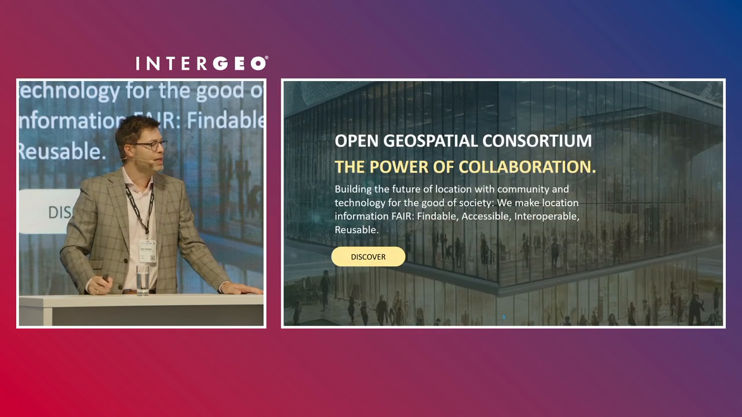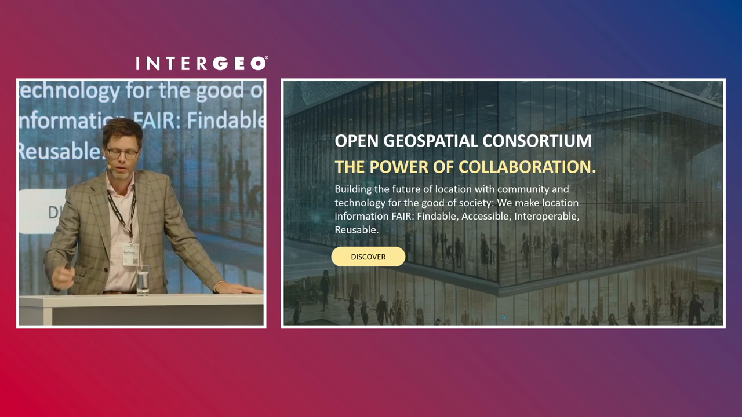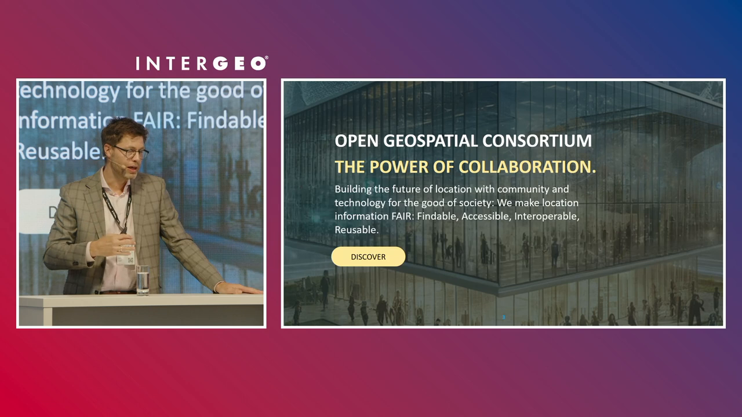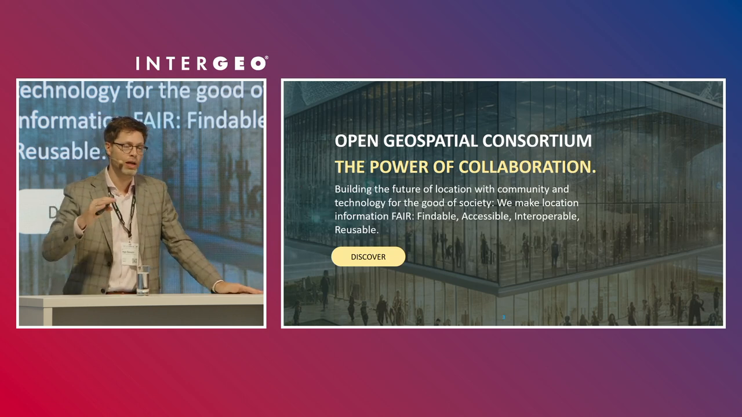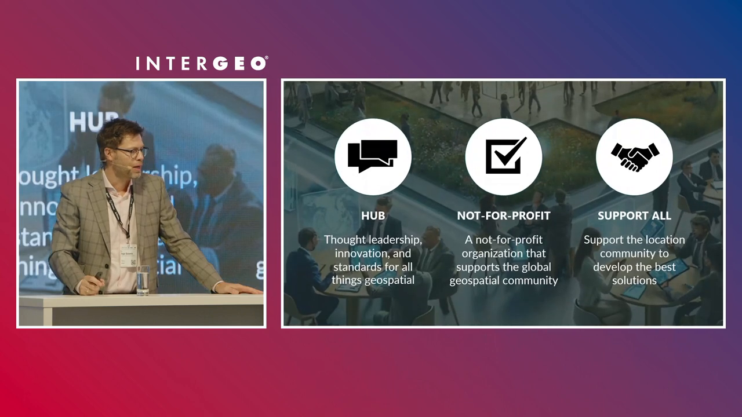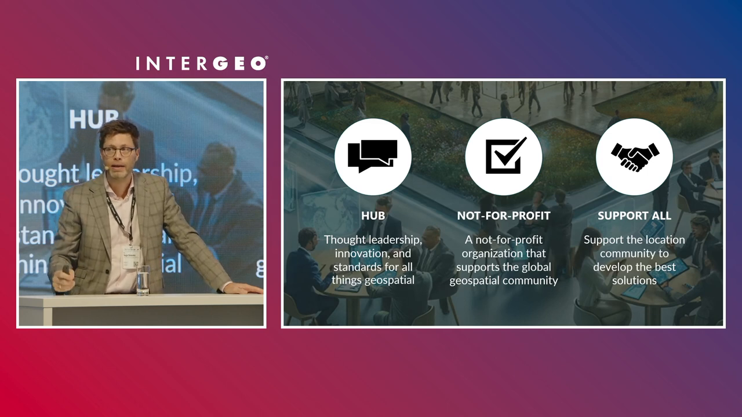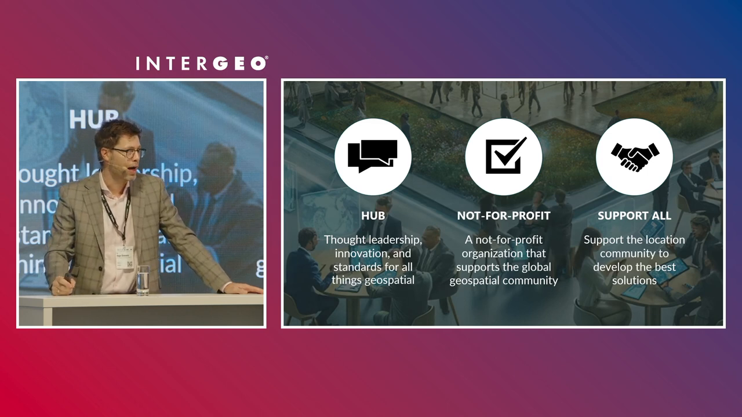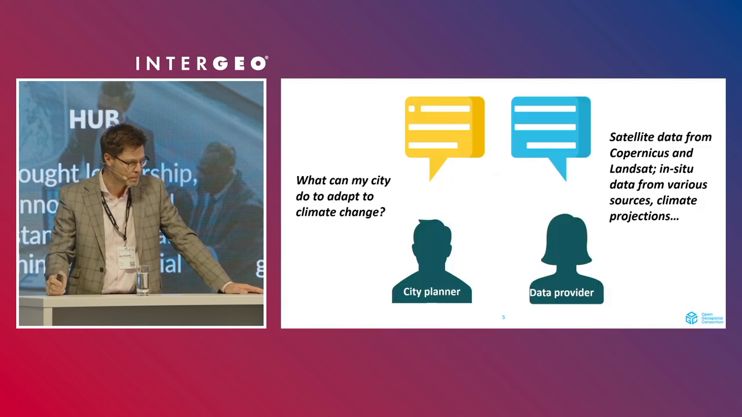The OGC is a consortium of roughly 500 organizations, and the goal is always to integrate data as smoothly as possible so that we allow data conflation and can derive better decisions based on data coming from different sources. As already said, it's a knowledge hub, a community that gets together, a not-for-profit organization, and the main mandate is really to support everyone who has a need to take decisions based on geospatial data.